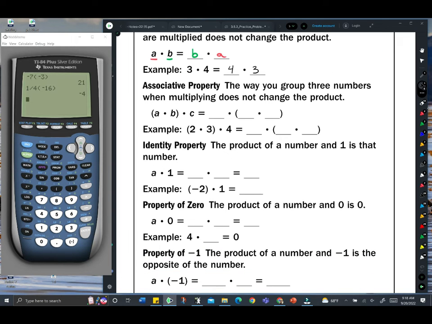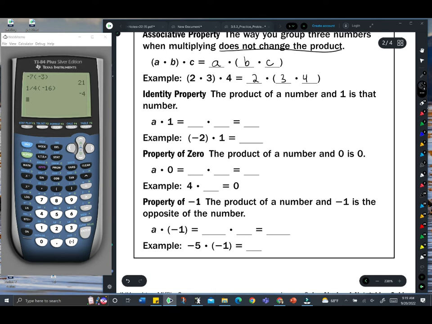It's also associative. It doesn't matter what grouping they're in. So we could do A times B times C, or we could do A and B first, then C. So 2 times 3 times 4 is the same thing as 2 times 3 times 4 with different grouping. Notice the order does not change for associative.